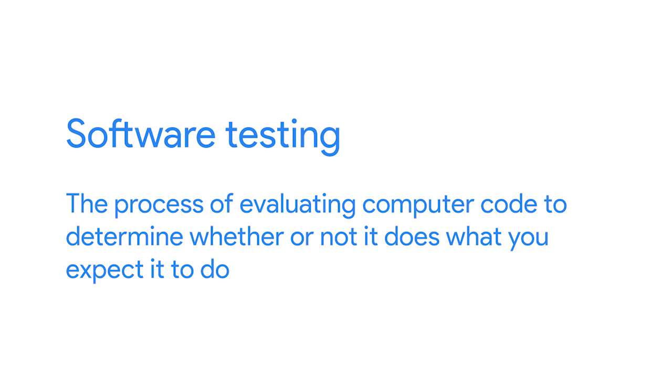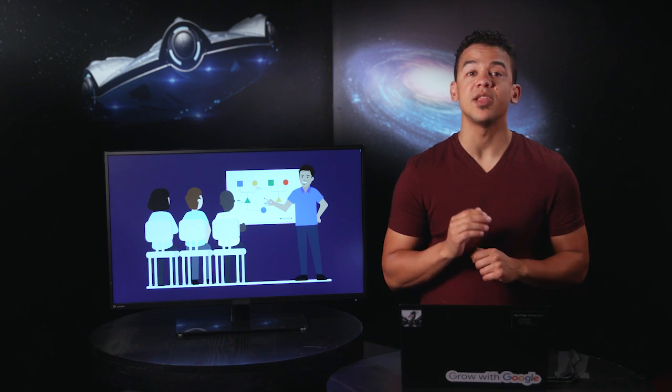Software testing is a process of evaluating computer code to determine whether or not it does what you expect it to do. When you test a piece of software, you want to find the errors and defects and see where things go wrong. Software testing is similar in lots of ways to the tests performed in the manufacturing process of a new piece of machinery.